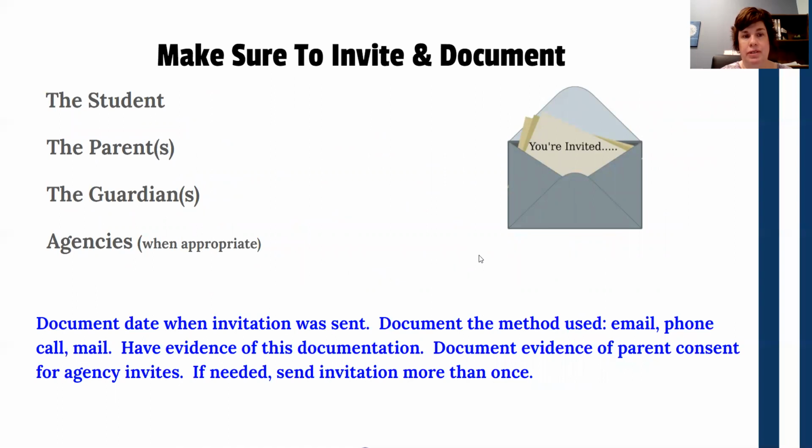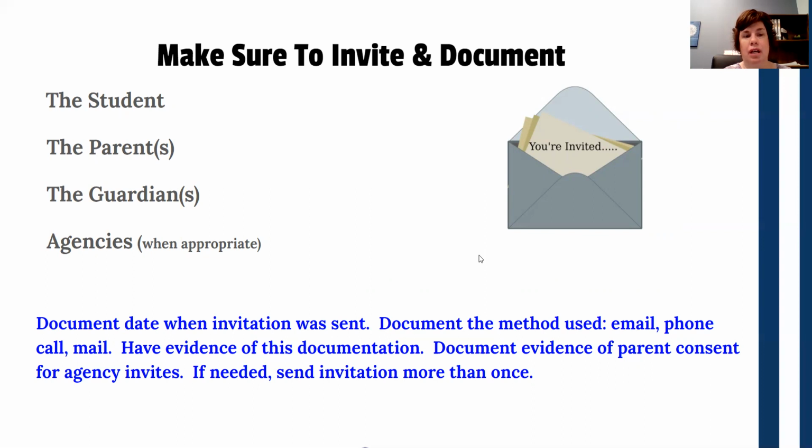Just a few things to consider. Make sure to invite people and to document when you did this. So the parents always need to be invited. The student, of course, needs to be invited. If a guardian is involved, the guardian needs to be invited, and then other outside agencies as appropriate. They also need to be invited.